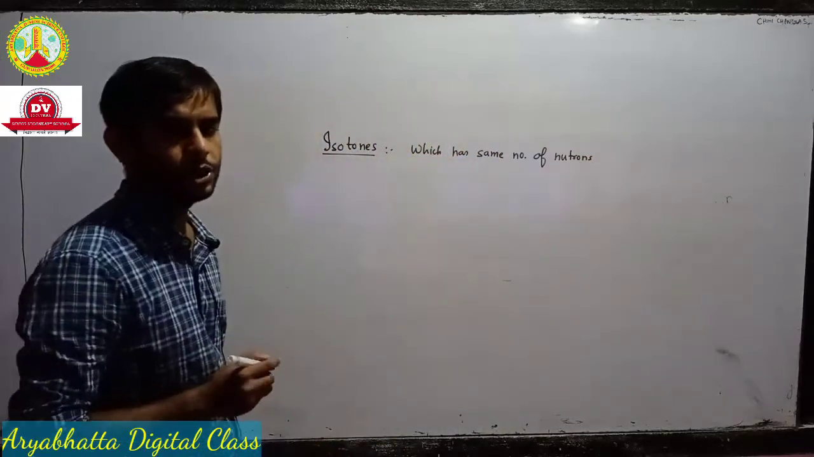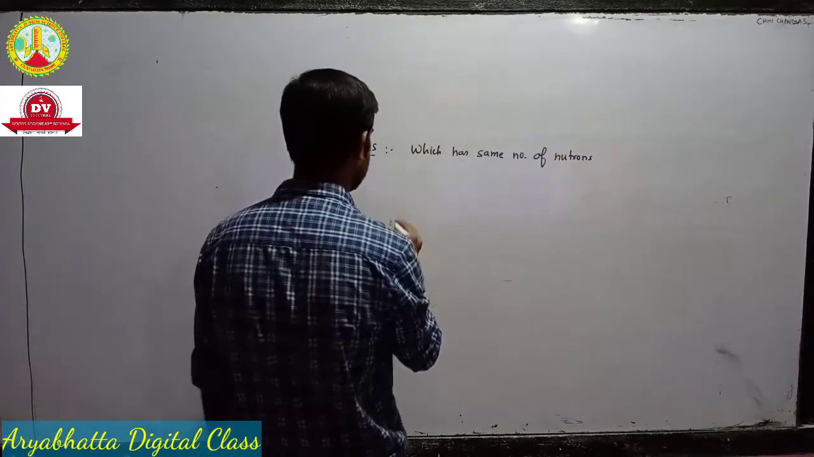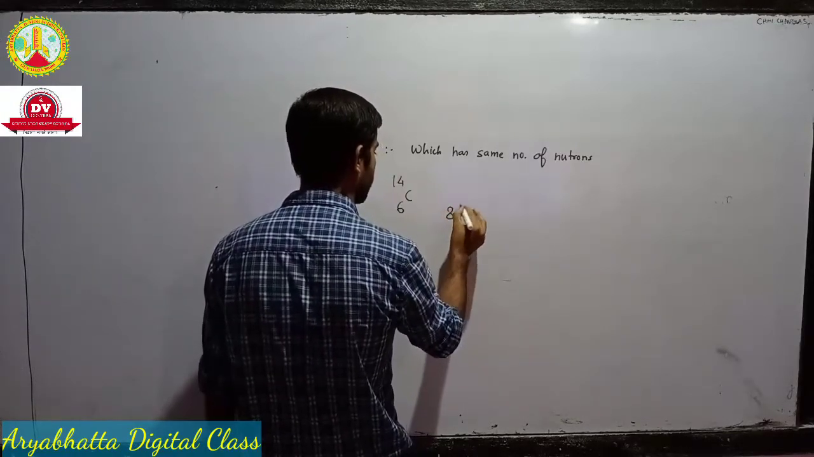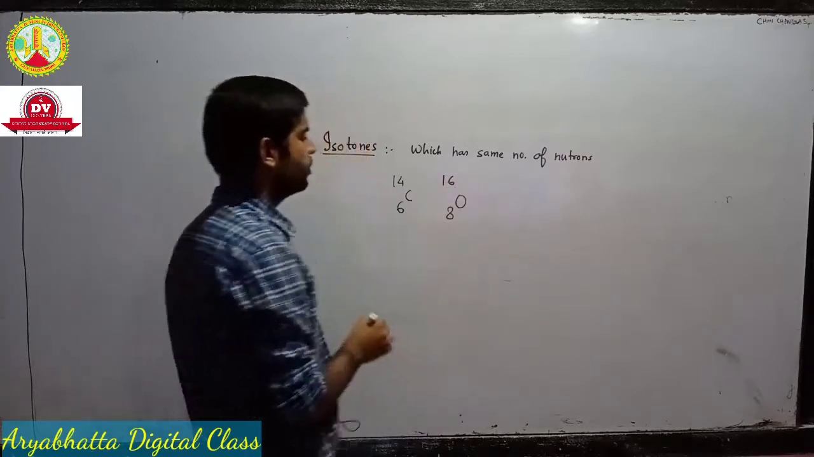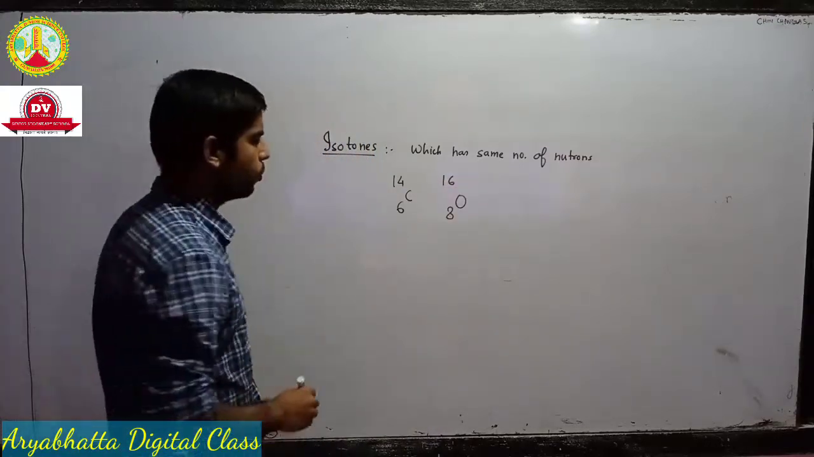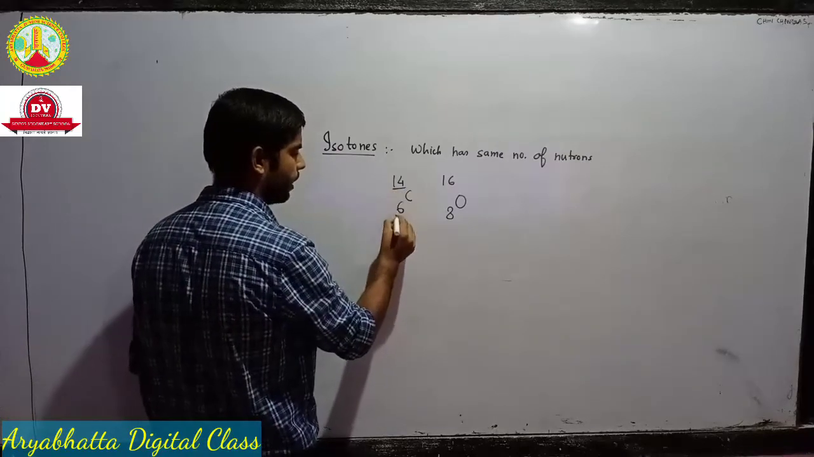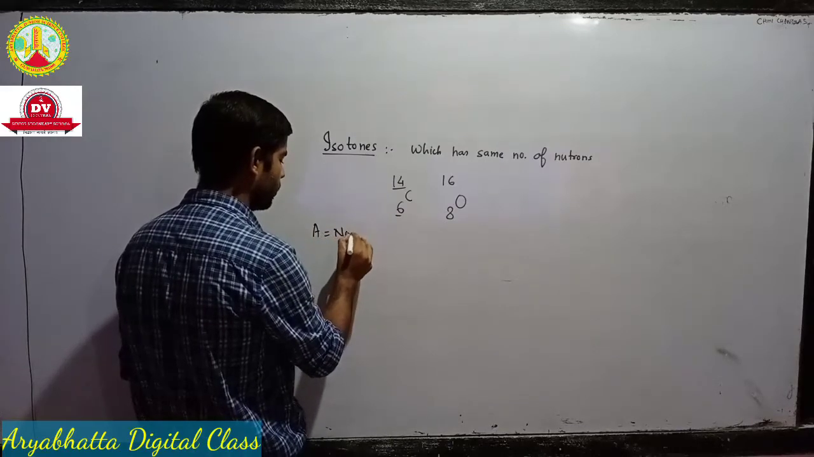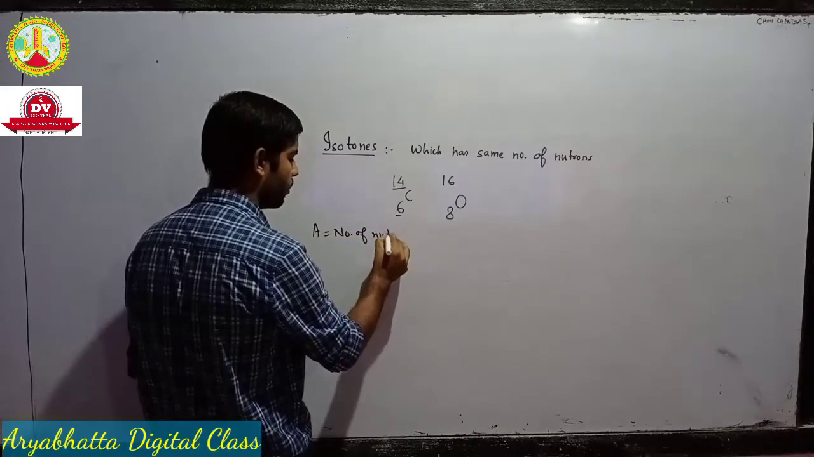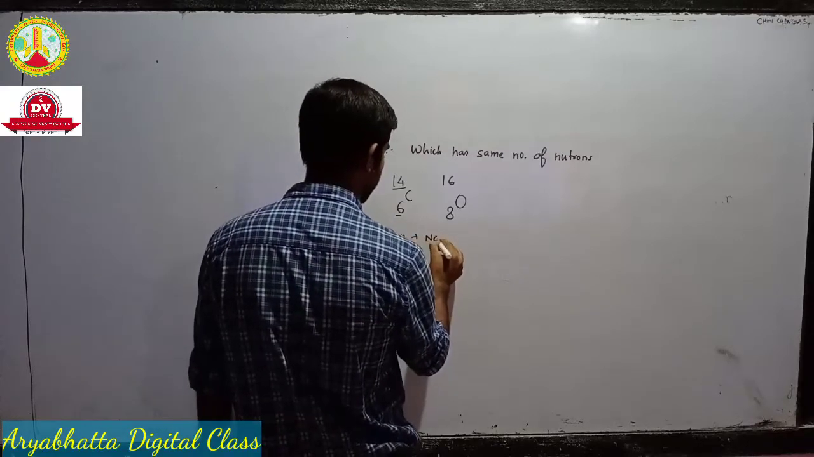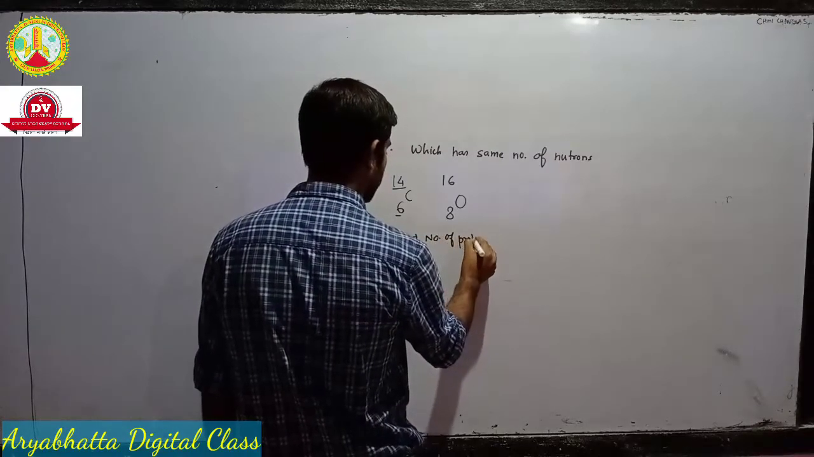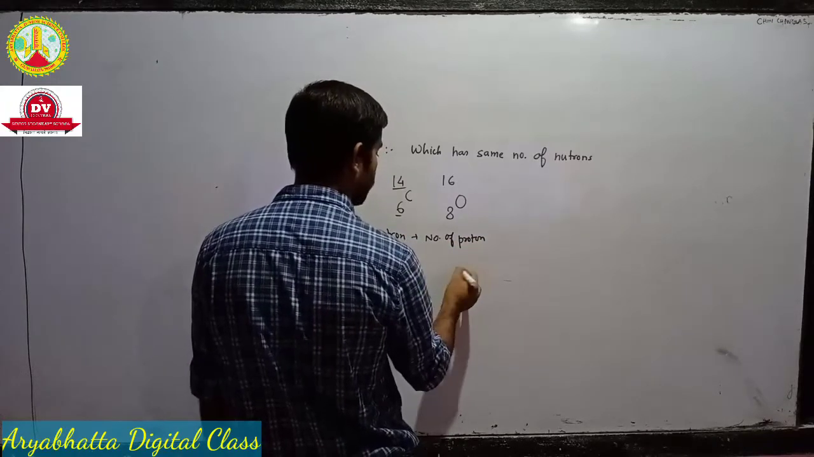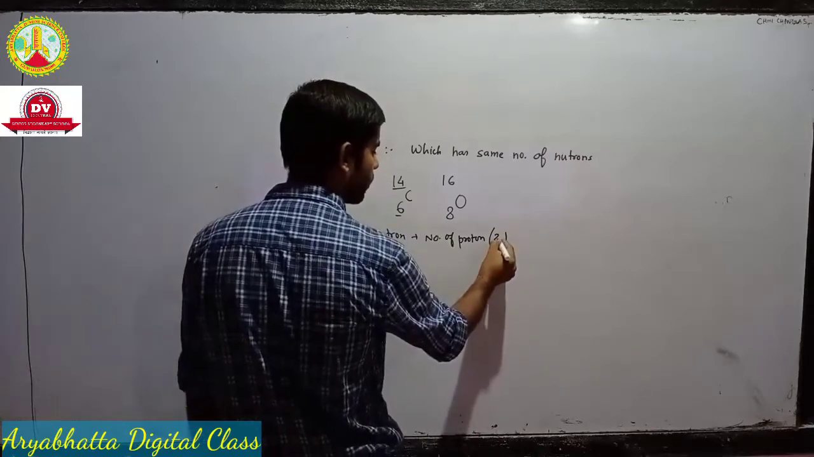Same number of neutrons. Okay, so say we have carbon 14 and oxygen 16. Okay, so see, this is mass number and this is atomic number. So mass number is what? Number of neutrons plus number of protons, and number of protons is what? Number of protons is nothing but atomic number, Z.